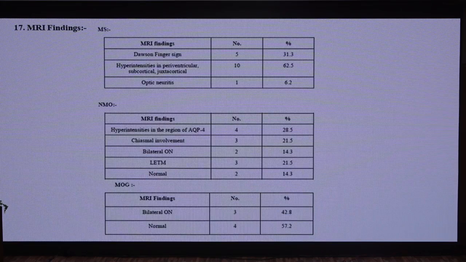Various MRI findings include, in MS, Dawson finger sign, hyperintensities in periventricular and juxtacortical areas, and optic neuritis. In NMO, MRI findings were hyperintensities in the region of aquaporin 4, chiasmal involvement, bilateral optic neuritis, long extensive transverse myelitis, and normal. And in MOG, they were bilateral optic neuritis and normal.